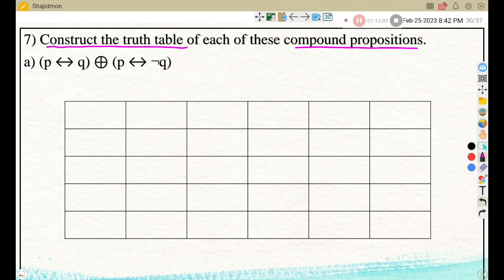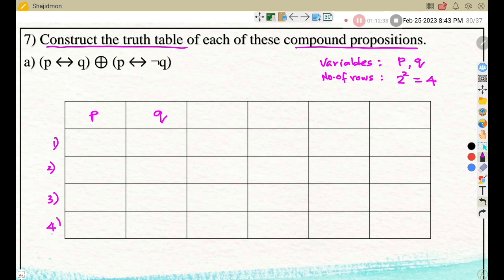Correct? So before that, you can see how many variables are there. How many variables are there in this operation? Variables are P and Q. So how many variables? 2 variables. So first we write the P variable, second we write the Q variable. Correct? 2 variables are there. So how many rows will be there? Number of rows means 2 power 2, that means 4. 2 power number of variables. 2 power 2 means 4 rows will be there. So you can see this is the first row, second row, third row, fourth row. Correct? We have 4 rows. That is why I drew this table like this. Okay.